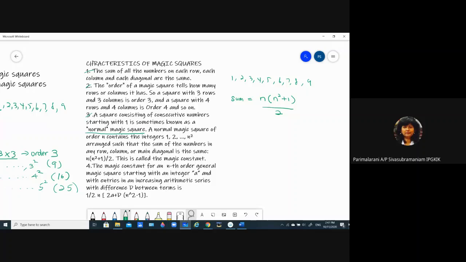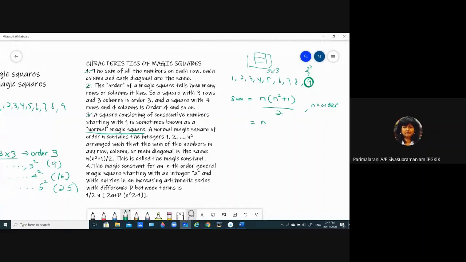So for these numbers here, what is our n? 9. Okay, n represents the order. So if n represents the order, what is n? 3. Yes, there are 9 numbers here, right? 9 numbers. You look at the last number, 9. 9 is actually 3 squared. So the order here is 3. 9 numbers, you can put it into a 3 by 3 square. So n here is 3.